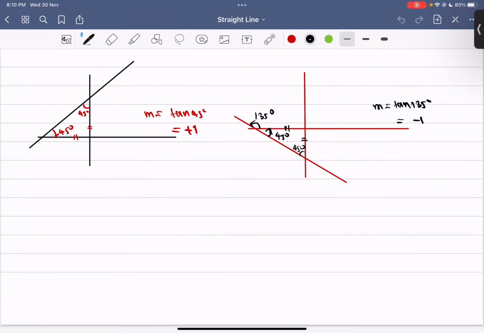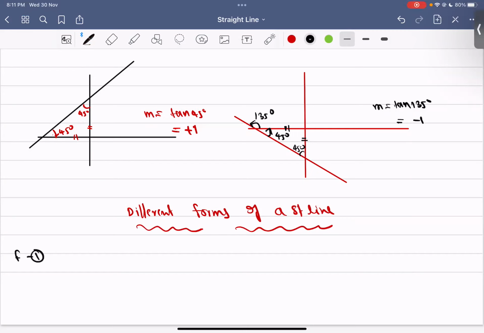Next concept is different forms of a straight line. So this is the next topic. Here, first form, number one, is slope intercept form.